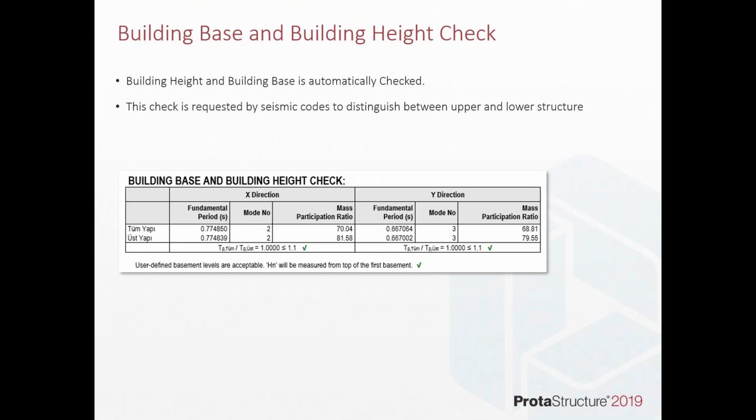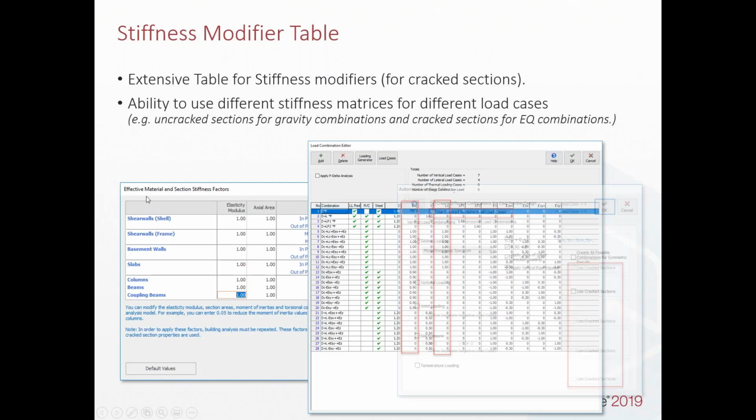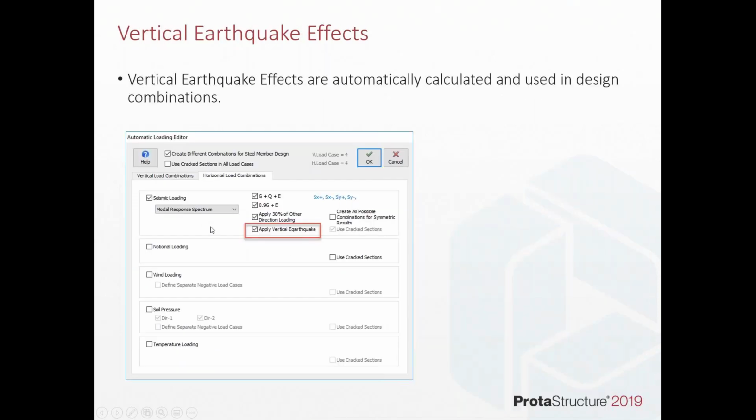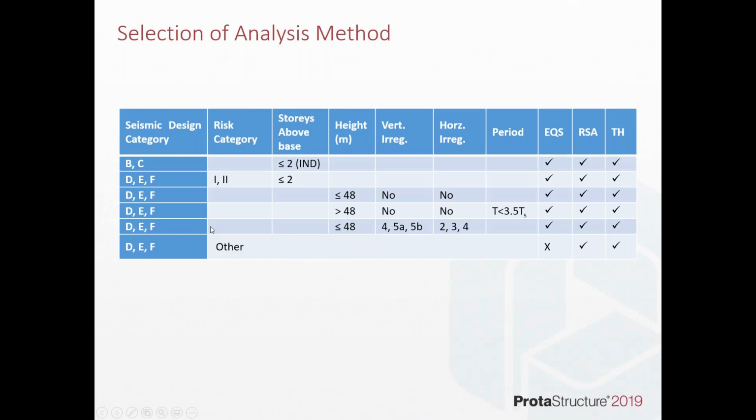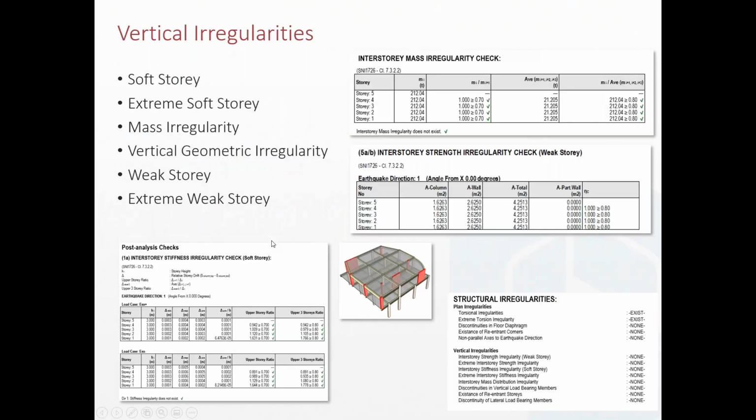Other checks that we're doing: building base and building height checks we are performing. I looked at this earlier. There's a vertical earthquake that can be considered. You can't really make a mistake in the software. If you do choose the wrong approach, the software will advise you. It will look at things like building dimensions and make sure that you're choosing the appropriate methodology for designing the structure. I talked a little bit about the horizontal regularity checks that we're doing, as well as vertical regularity checks. These are things like soft story, mass irregularity, weak stories. All these are checked in accordance with the code.